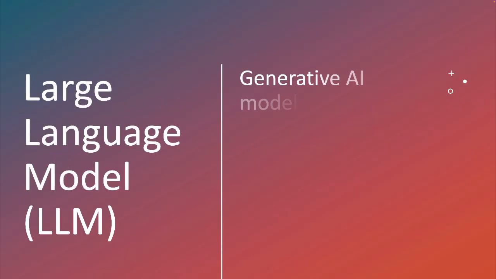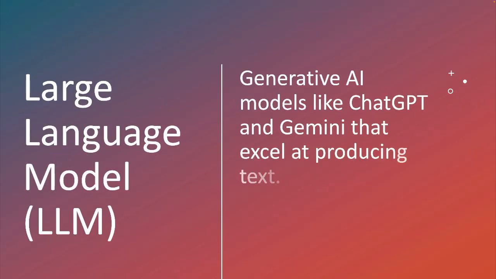The first one is a pretty long word, large language model, or LLM for short. This is a generative AI model like ChatGPT or Gemini that excels at producing text. So originally, when we first started getting these exciting achievements in AI, this is what we were talking about. Suddenly, you were able to talk to a large language model and get back a response in the form of text that was pretty intelligent.